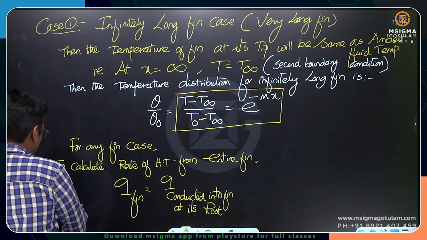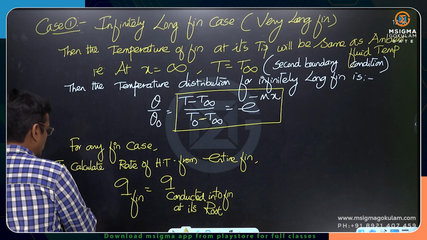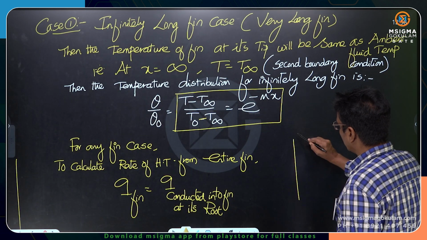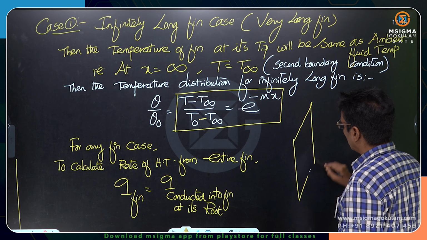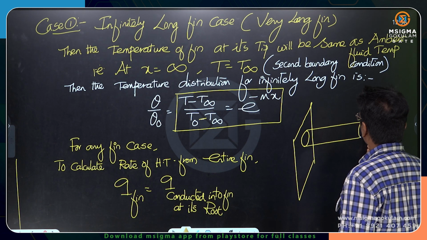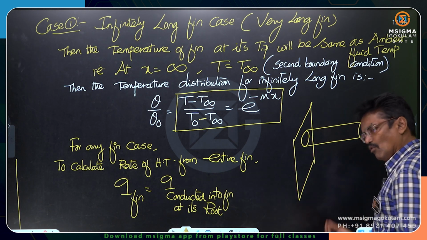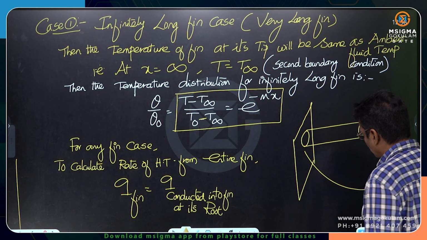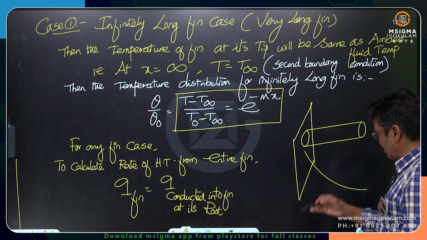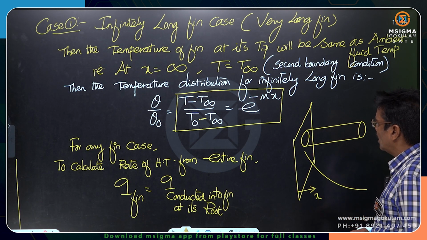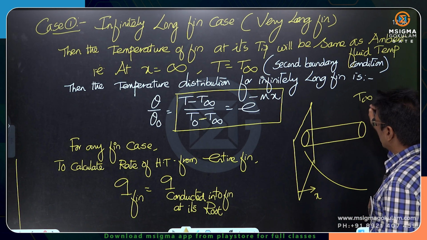How did I mention that? I would like to explain it like this. For example, I have taken the pin fin example. Supposing this is a fin, maybe finite, long, infinitely long, but definitely we know that temperature changes in the direction of x. This is the x direction. This is the T infinity.